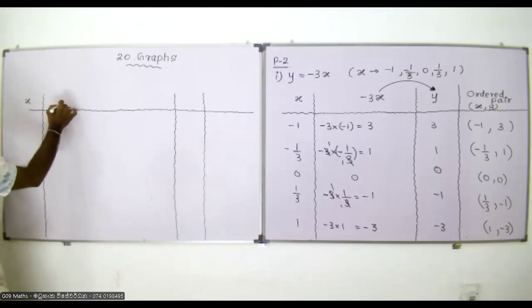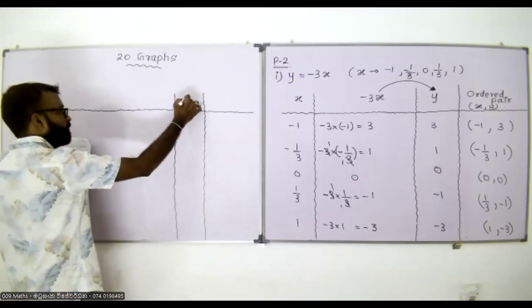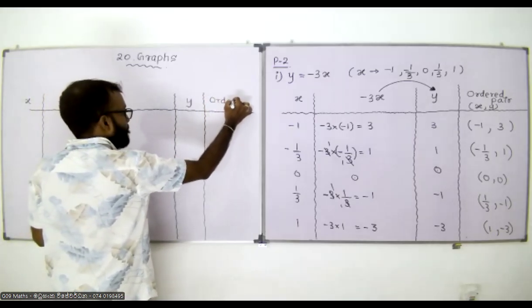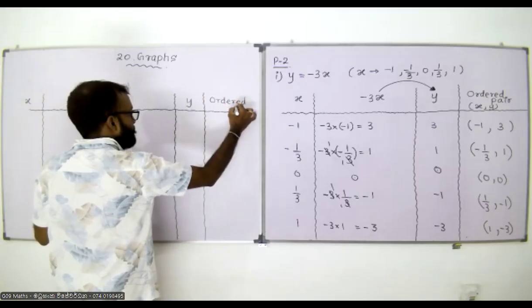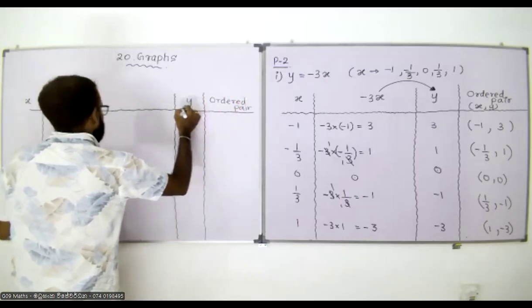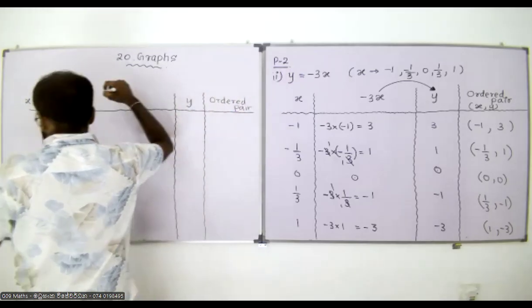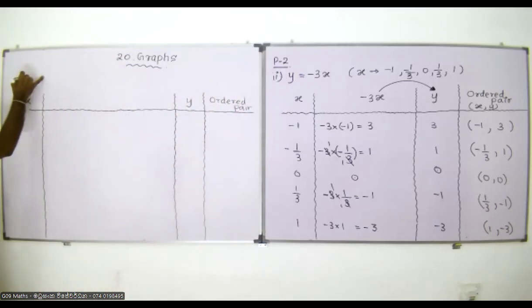X value, I haven't given that. Then y. Then ordered pair. This is for example number 2. This is for example number 3.